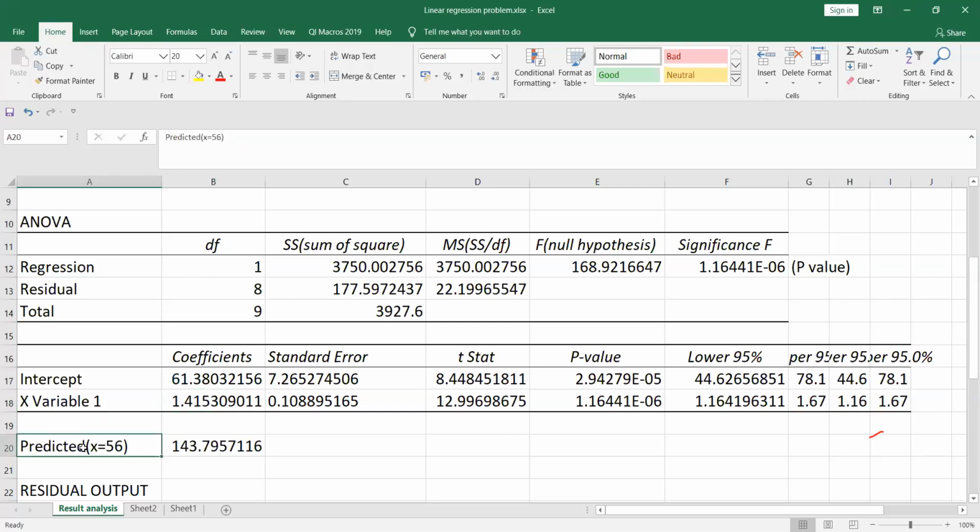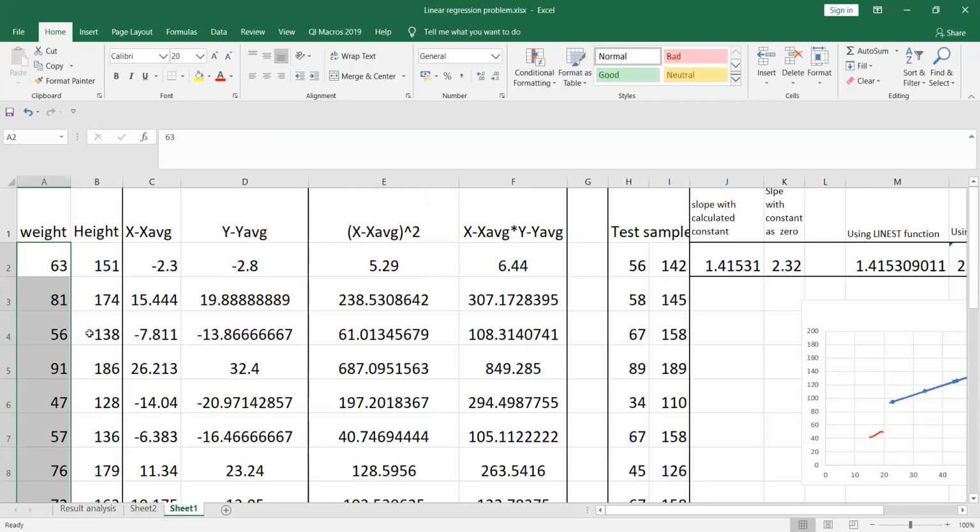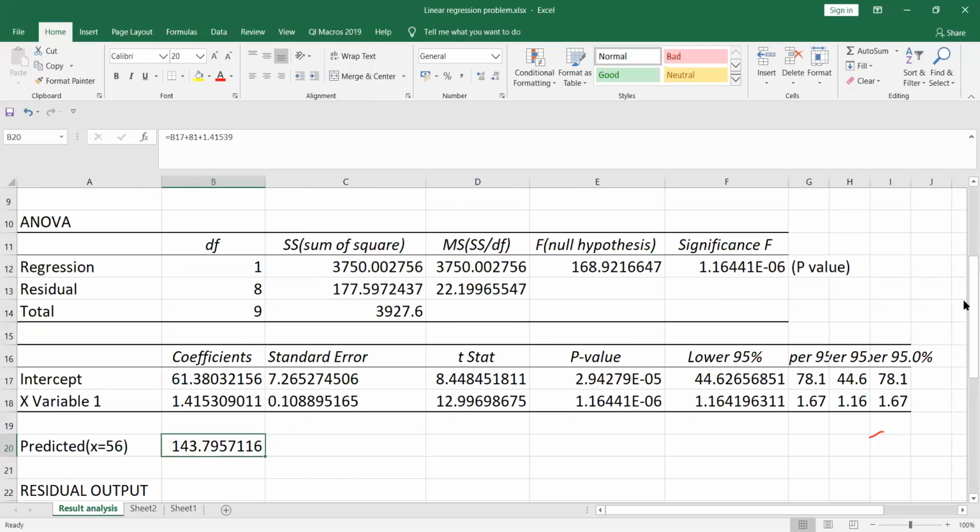If I want to predict the value for the weight 56, the actual observed value is 138. Now we'll see what value is calculated using the equation which you have got. I put this value into the equation, and what I got is 143.795, and the actual value is 138. So what is my residual? What is my error? Error is the observed value, the actual value 138, minus 143.79.